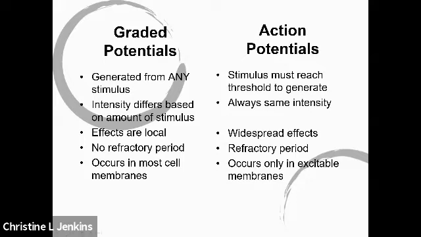Let's skip up to this one. In a graded potential, the effects are local. That just means that the impulse travels a short distance, versus an action potential, which can travel a long distance. That graded potential only travels a short distance, whereas the action potential can travel the whole length of the axon.